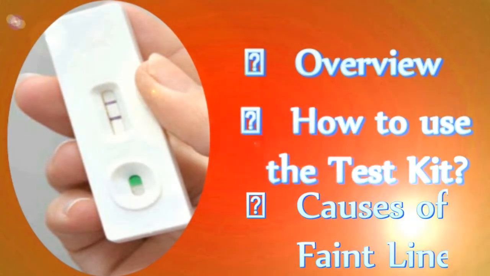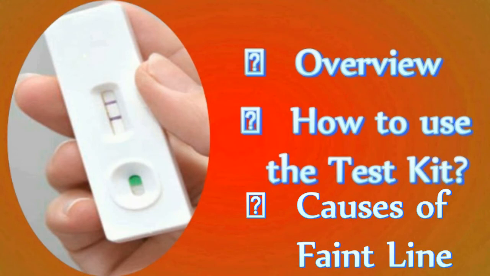Causes of faint line: there can be several reasons behind the appearance of a faint line on the pregnancy test. They are: the foremost cause is testing yourself for pregnancy too early, i.e., 6 to 7 days after sexual intercourse. At such a stage, the level of HCG is mostly not high enough to deliver a clear positive result. Therefore, you should wait for at least 15 days or till you miss a period to get an accurate result.